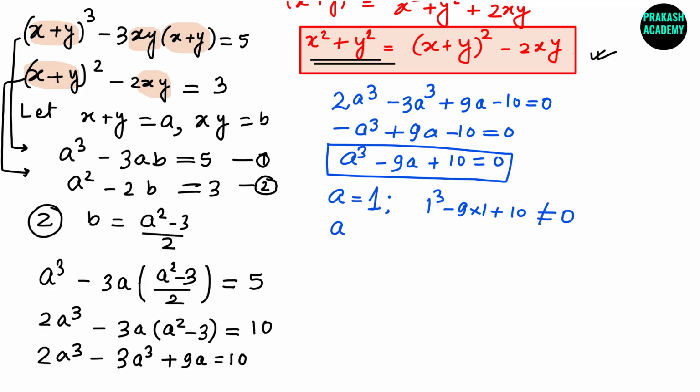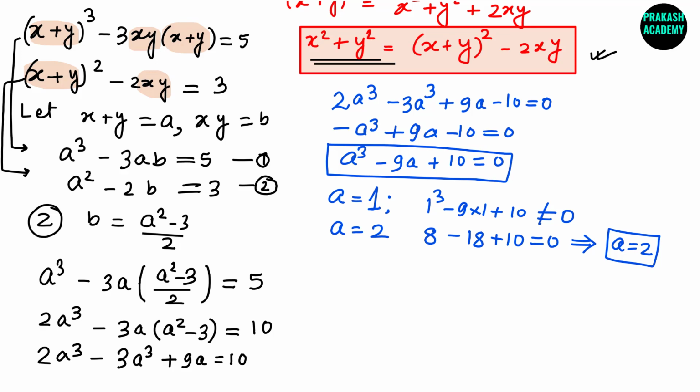Let us try a equals 2. So we will have 2 cubed, which is 8, minus 9 into 2, which is 18, plus 10, which equals 0. This means a equals 2 is a solution, or a equals 2 is a root of this equation. So now you can say that a minus 2 is a factor of this equation. So you can divide this equation by a minus 2, and then you can get the other factor.